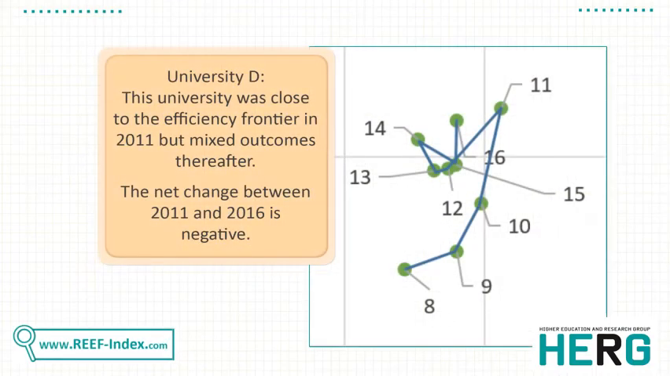Let's take another anonymised university. We'll call this one University D. You can see that the period from 2008 to 2011 was positive, with an increase both in education and in particular research productivity. But the period between 2011 and 2012 was clearly negative, both for research and for education. And then there were mixed results thereafter. But by the time we get to 2016, the university is still not as productive as it was in 2011.